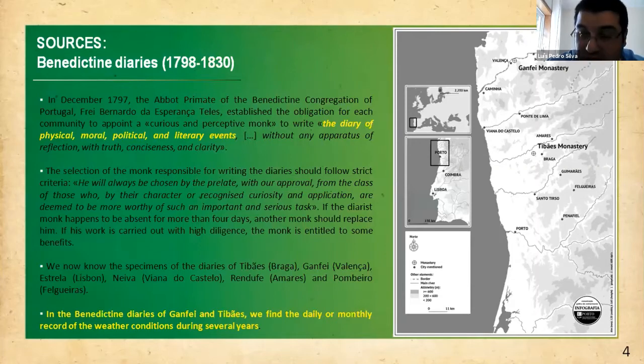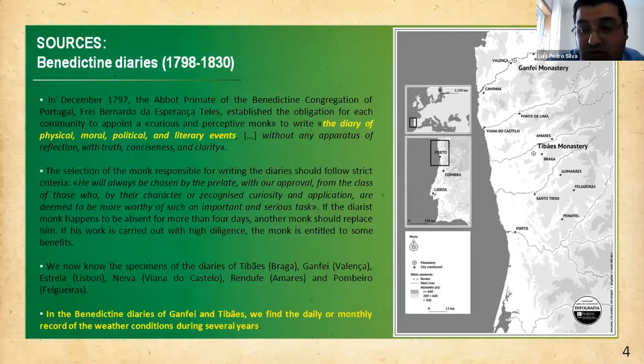If his work is carried out with high diligence, the monk is entitled to some benefits. The following instructions prove how rigorous the selection of those who wrote the diary was and how it should be read. Unfortunately, not all the Benedictine diaries were found. Today, we only know the existence of the diaries of the monasteries of Ganfei, Tibães, Neiva, Rendufe, Pombeiro, and Estrela.